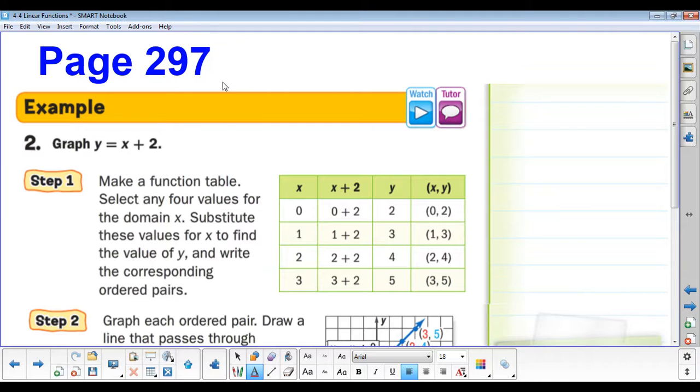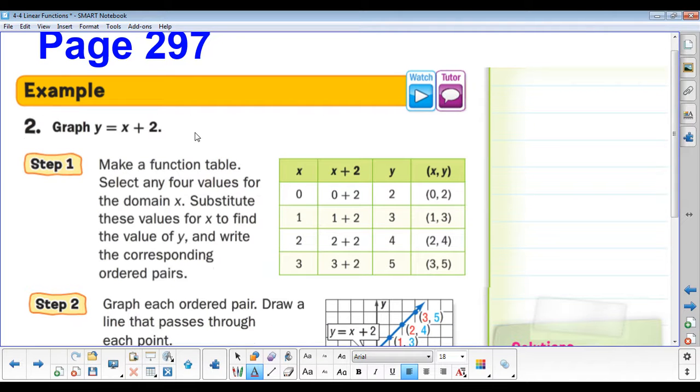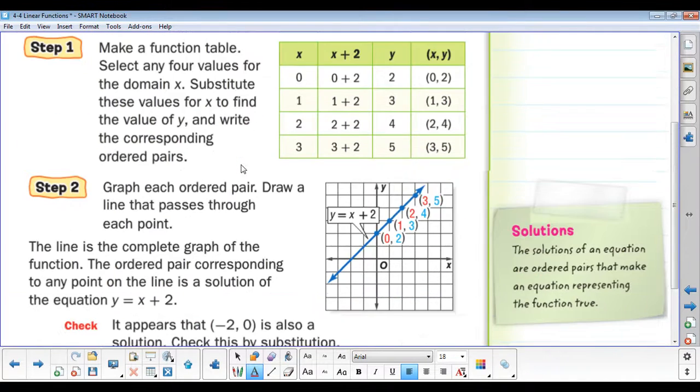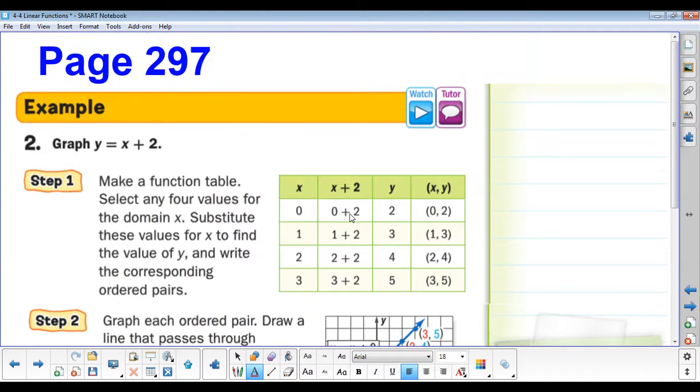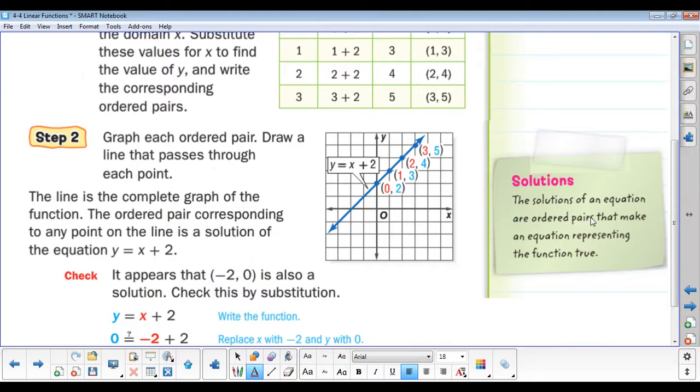Now on the next page, page 297, we practice with graphing. And we spent a whole chapter on graphing, so I'm going to let you guys read over this at your own pace. Just keep in mind that solutions of an equation are ordered pairs that make it true. So for example, any point on this line, like 1, 3, if I put the number 1 in for x and 3 in for y, it should be something that's true.